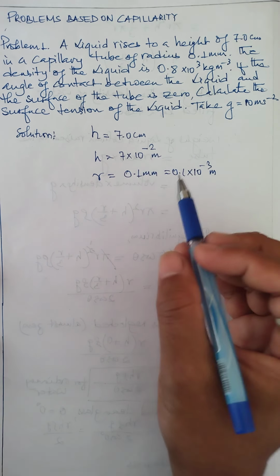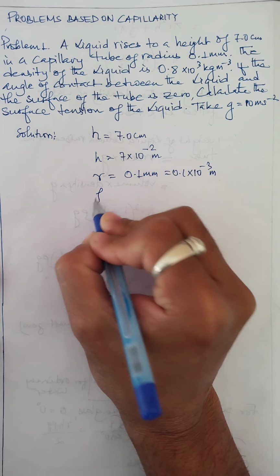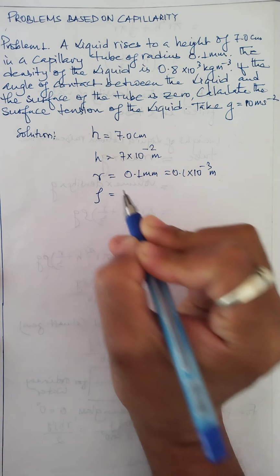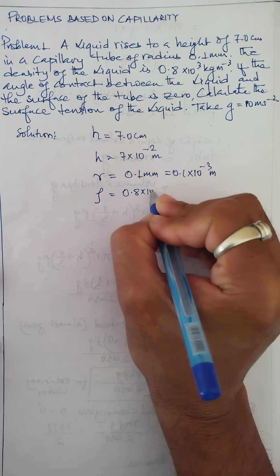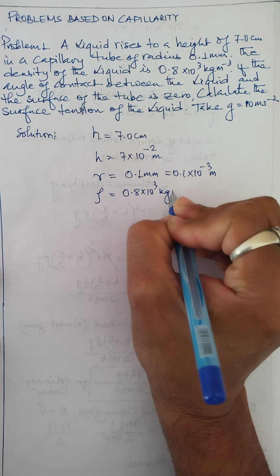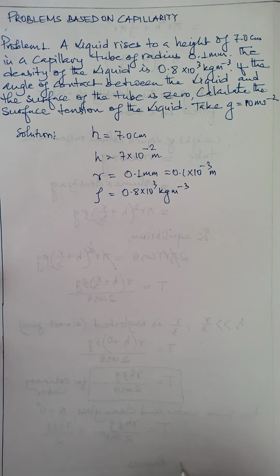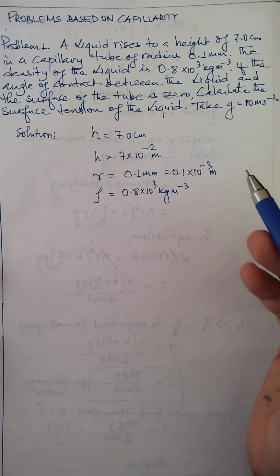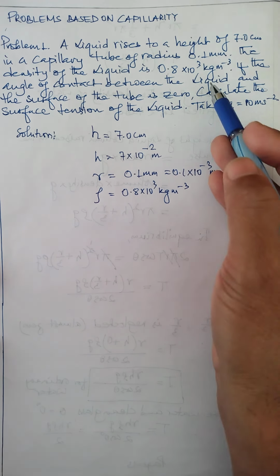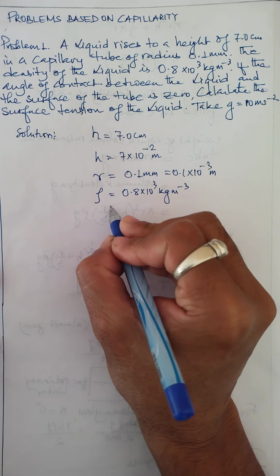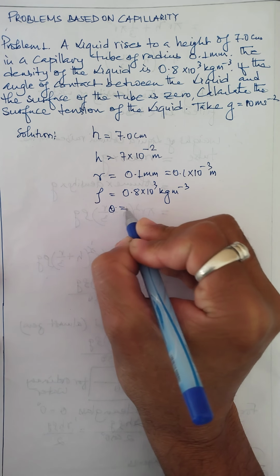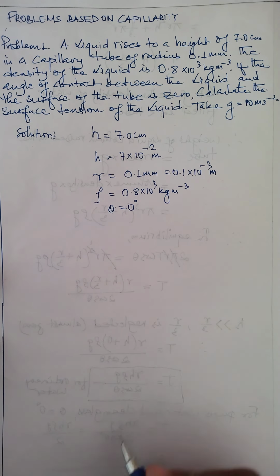Now the density of the liquid is given by the symbol rho. Rho is the symbol of the density of the liquid, and the density is 0.8 into 10 power 3 kg per meter cube. Now the question says that the angle of contact between the liquid and the surface of the tube is 0 degree, that means theta is 0 degree. If theta is 0 degree, then we can calculate the surface tension of the liquid.